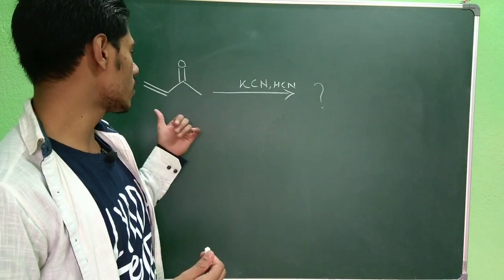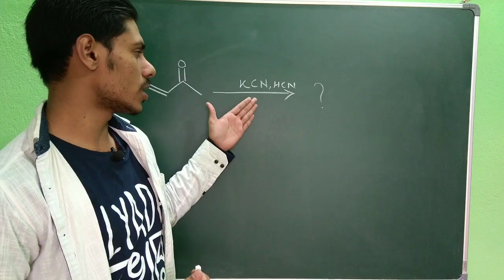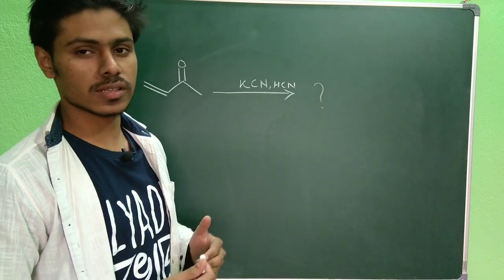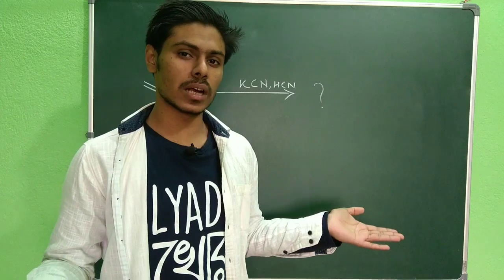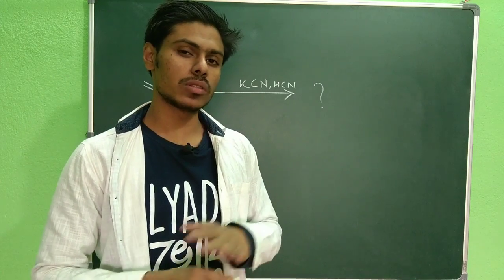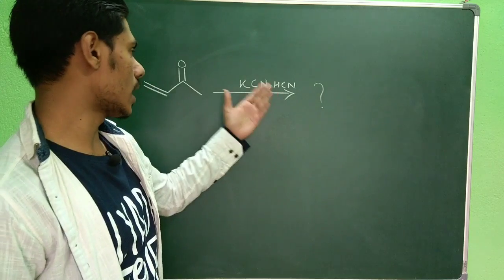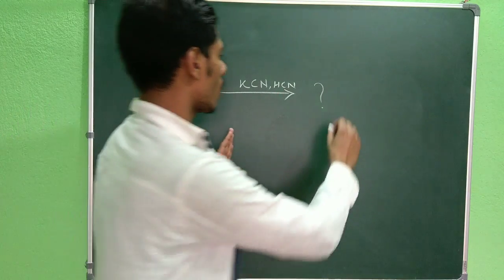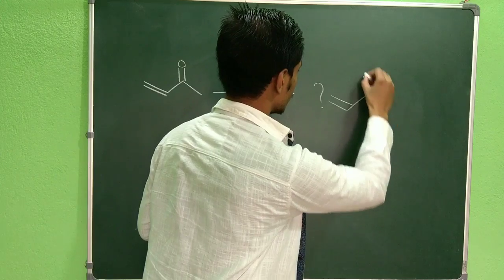Let me start today's video by asking you this simple question: what will be the product when you treat this alpha beta unsaturated ketone with potassium cyanide in hydrogen cyanide? If you just apply your basic concept of chemistry and think nothing more, you will say that the cyanide will attack this carbonyl compound and you will get this product, right?